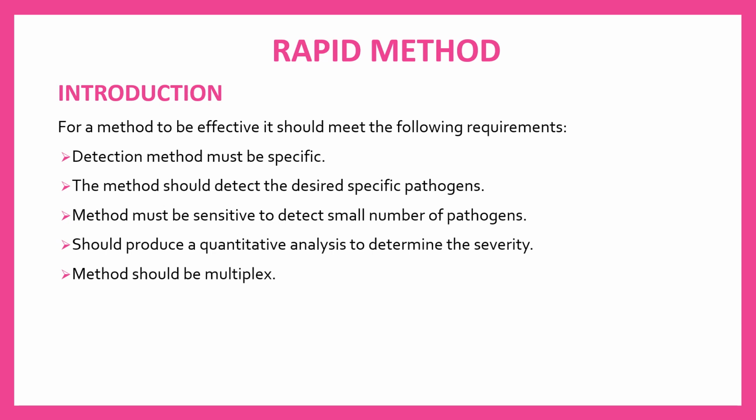Next, we'll see about rapid methods. For a method to be effective, it should meet the following requirements. Detection must be specific, and the method should detect the desired specific pathogen, and the method must be sensitive to detect a small number of pathogens, and it should produce a quantitative analysis to determine the severity, and the method should be multiplex.